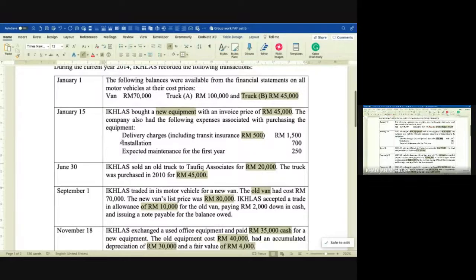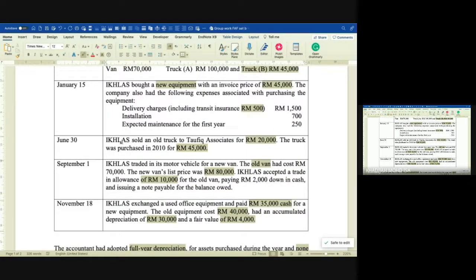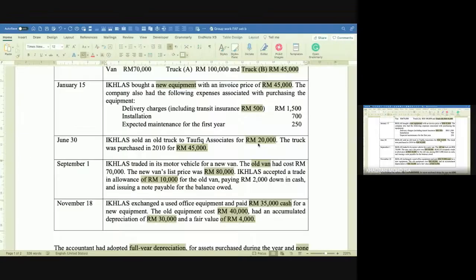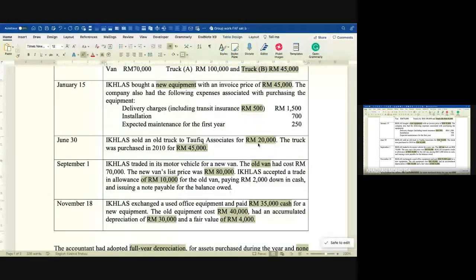Now we have June 30th. IKHLAS sold an old truck to Taufik Associate for 20,000. The truck was purchased in 2010 for 45,000. So when you have a depreciation disposal, then you have to look at it this way. If I sold the truck, I'm going to credit my truck account because there's a decrease in the truck. So I'm going to credit my truck for 45,000. And I received cash of 20,000, so there's a debit to cash.